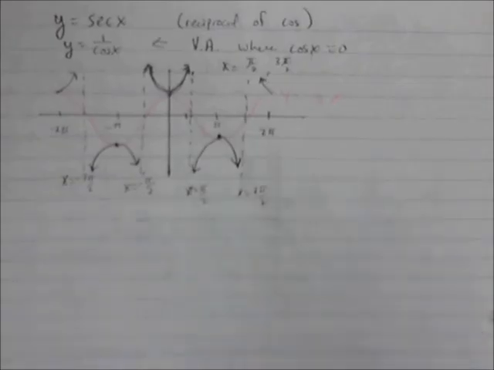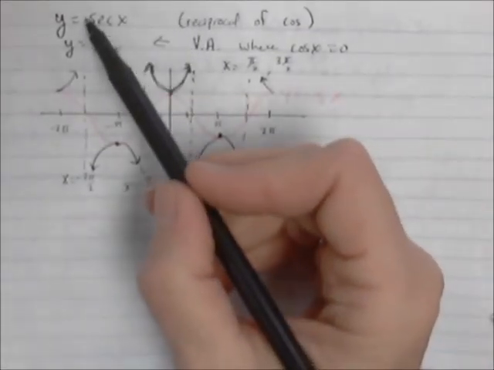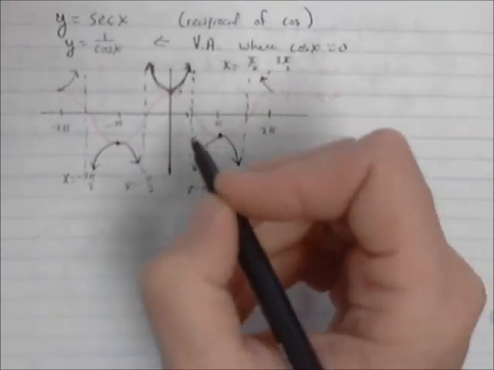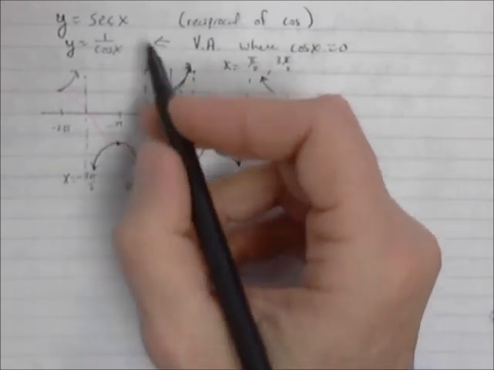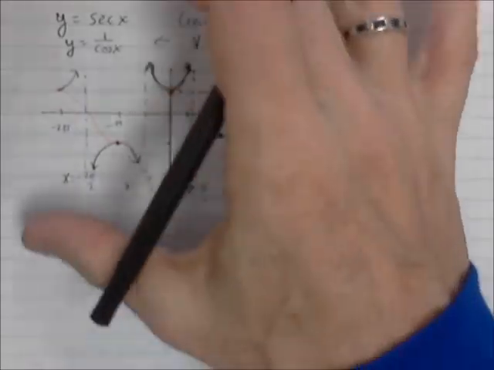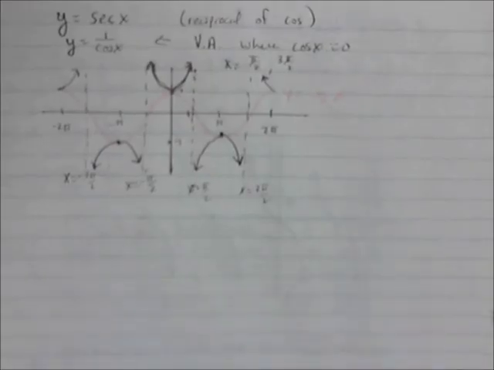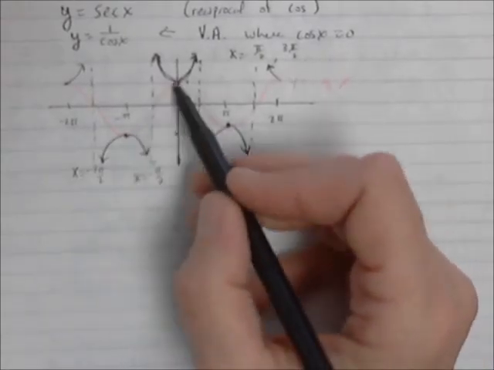So there's your secant. And then the only difference with a secant is if you put a coefficient in front of the secant, like a 2 or a 3, instead of this y value being 1, and this y value down here being -1, it would be whatever that coefficient is. So it could be stretched up, or it could be shrunk. So there's your secant curve. It touches the cosine curve at all of those local mins and maxes.